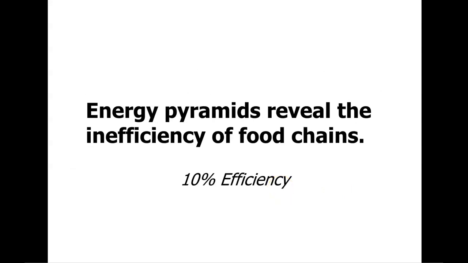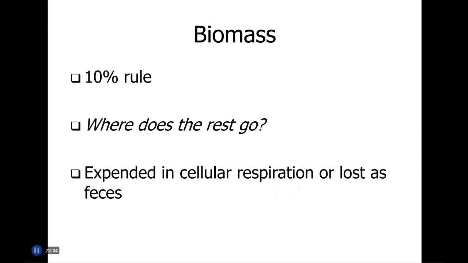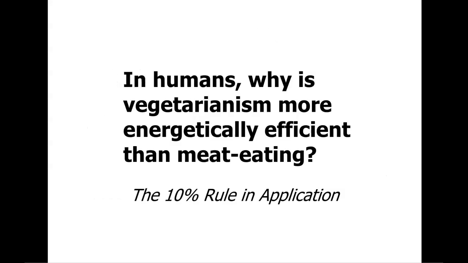Energy pyramids are going to reveal inefficiencies of food chains. It's actually only going to be about 10% efficient. With biomass, we have what's known as the 10% rule. Only about 10% of what you take in is actually going to be used as energy. So where does the rest go? Well, the other 90% usually is going to be expended in cellular respiration, or it can be lost as feces.